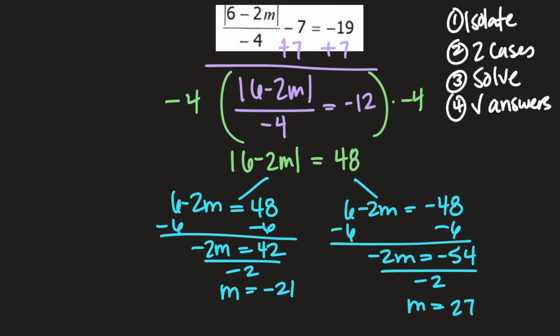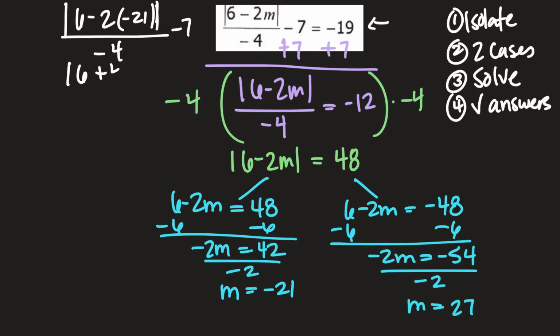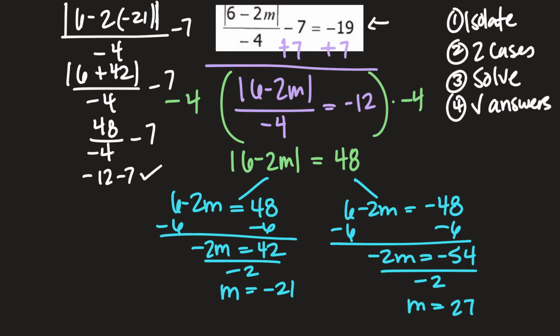So if we want to check these answers, remember that we plug it into the original and make sure that both sides are equal to each other. So I have the absolute value of 6 minus 2 times -21 all over -4 minus 7, and I need that to equal that -19. So I have the absolute value of 6 plus 42 over -4 minus 7. So the absolute value of 48 is 48 divided by -4 minus 7. So that would be -12 minus 7, which is -19.